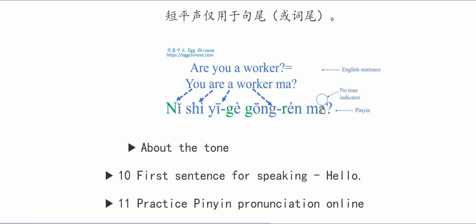So we can see here the last pinyin for the last character is without tone indicator. So it is a short flat tone. So in Chinese, it will be pronounced as ma. So we can see it's very similar to a flat tone, but it is shorter and lighter.